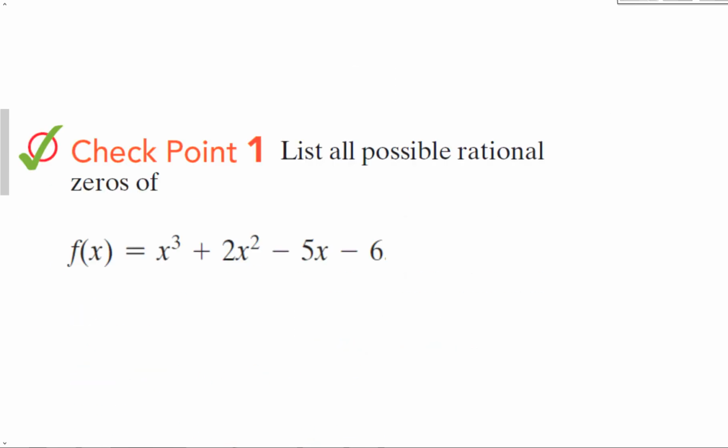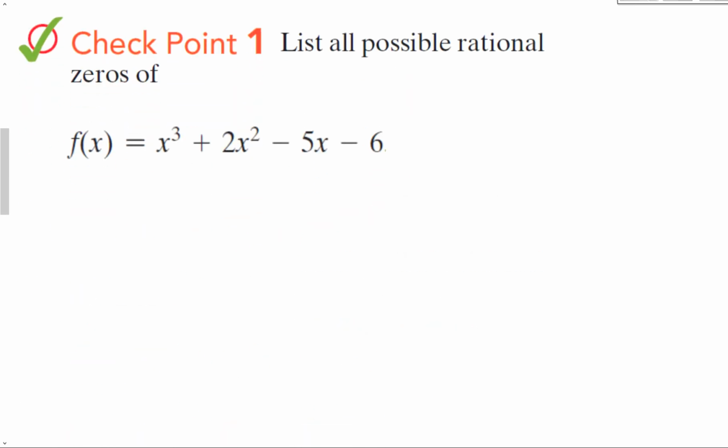Let's look at a checkpoint problem. Okay, list all the possible rational zeros of this polynomial function. So we take the factors of 6 divided by the factors of 1. And I don't really need to worry about signs too much when I'm talking about rational zeros because they're always going to be positive or negative.